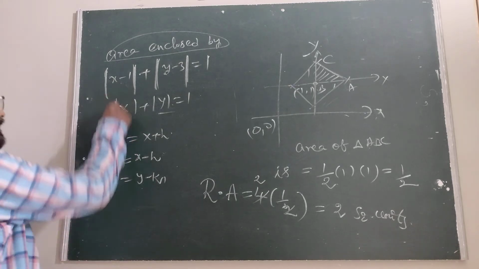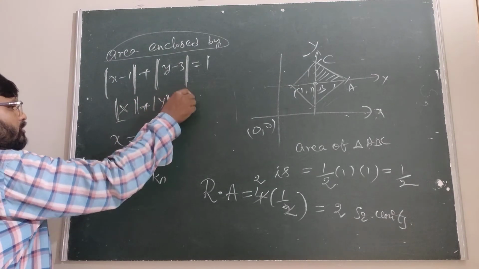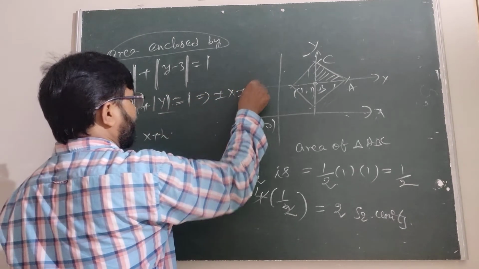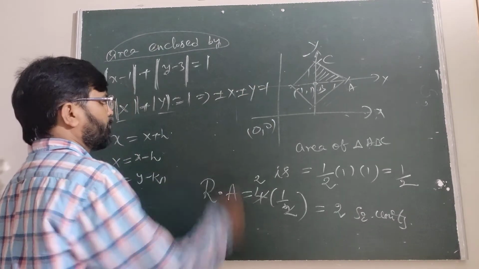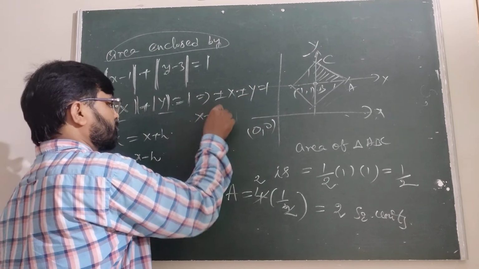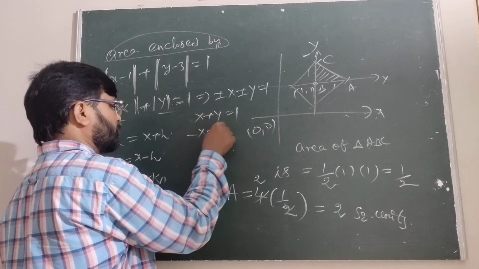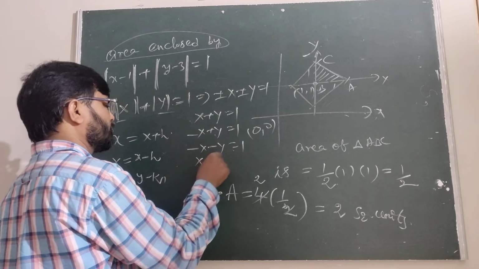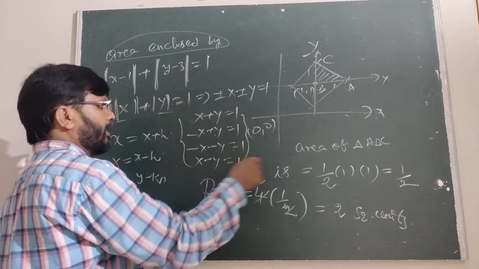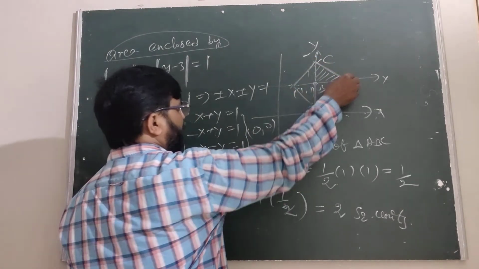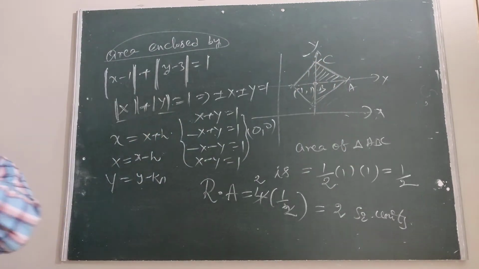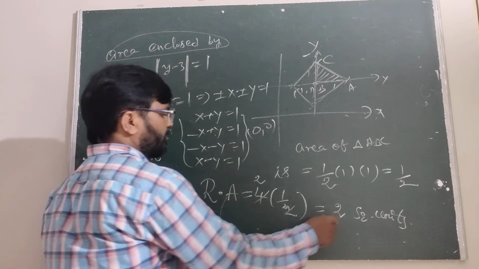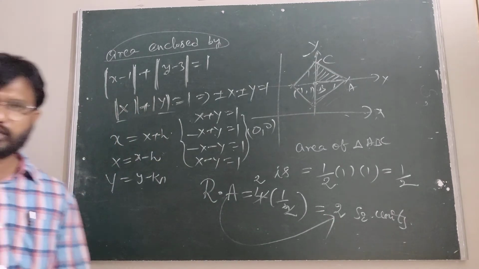When it is mod x plus mod y equals 1, first we can assume that x plus or minus y equals 1. Therefore, first we take x plus y equals 1. After that, minus x plus y equals 1. After that, minus x minus y equals 1. After that, x minus y equals 1. These are the 4 lines. This is the first line, second line, third line, fourth line. We have to find the area of any one of the lines with the coordinate axes. Then we have to multiply by 4. That is our required rhombus, 2 square units. Okay.